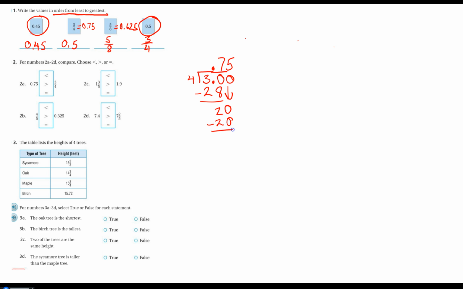5 times 4 is 20 exactly. So 3/4 would be equivalent to 0.75. And then we can see 0.75 and 0.75. Those are equal. So you'd circle the equal sign.